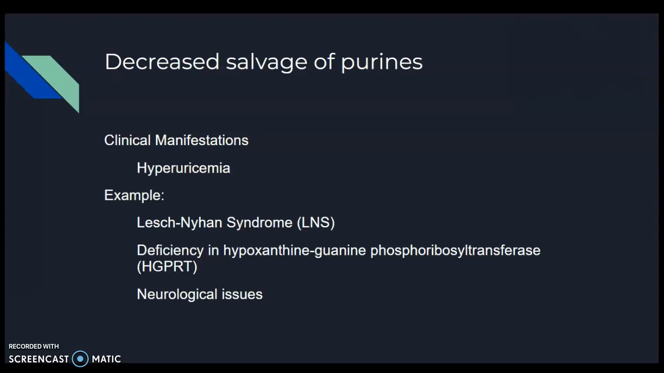Next, we have the decreased salvage of purines. So the clinical manifestations that we expect to see here are high levels of urinary uric acid. A classic example of this is in Lesch-Nyhan syndrome. With the disease, we have a deficiency in the HGPRT enzyme. This enzyme ultimately plays a role in the purine recycling, and deficiency in this enzyme would increase levels of uric acid. So I ruled out this choice based on that.